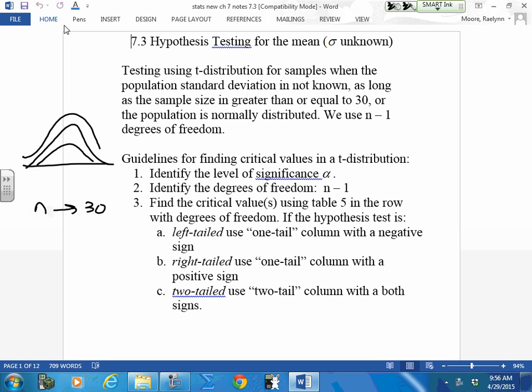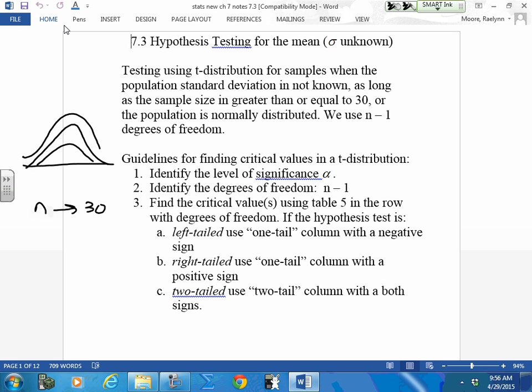So the only difference between this and our z is we're going to use a different table to find your critical values, and in this case we don't know our population standard deviation. If you remember back to your confidence intervals, the t was always slightly wider than the z one. So the t is going to be slightly different than your z. It's going to give you a little bit more wiggle room when we do this.